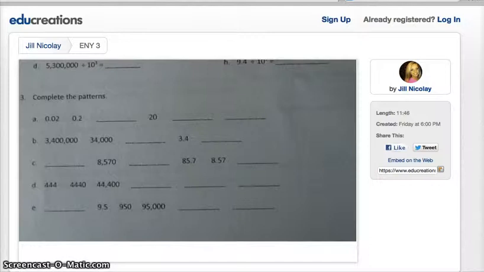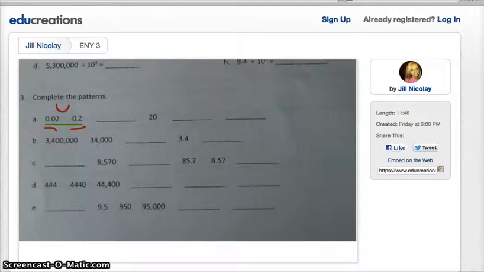Complete the patterns. These are probably my most favorite things. What I would do first is find 2 numbers that are together and then see what the difference between those are. I've noticed that it is getting larger. 2 hundredths and 2 tenths. 2 tenths is bigger than 2 hundredths. Remember, you'd rather have 2 dimes than 2 pennies. So the decimal point is moving 1 to the right.